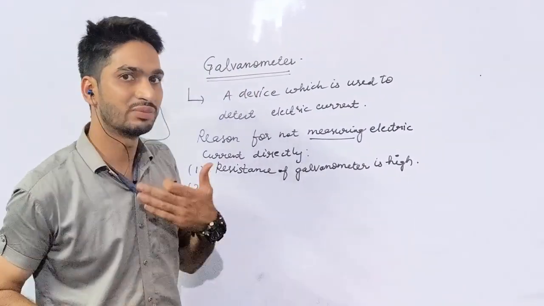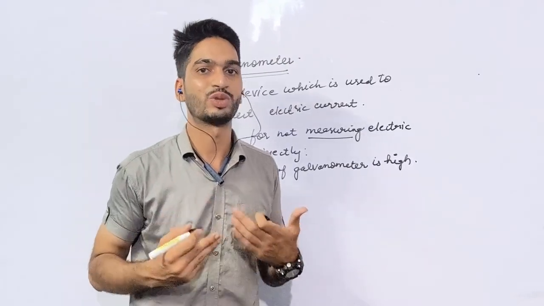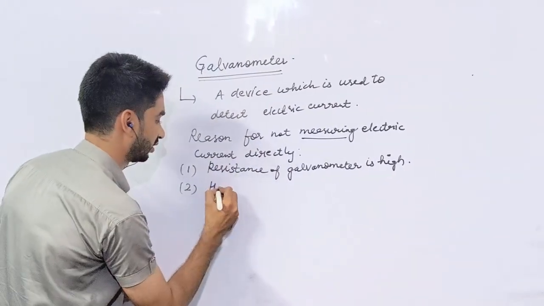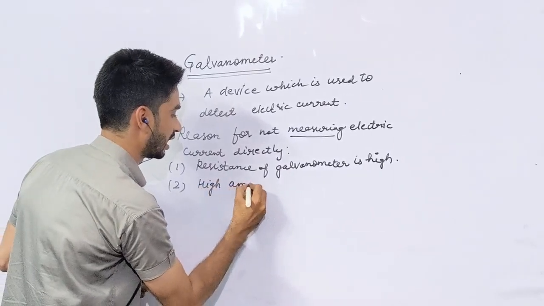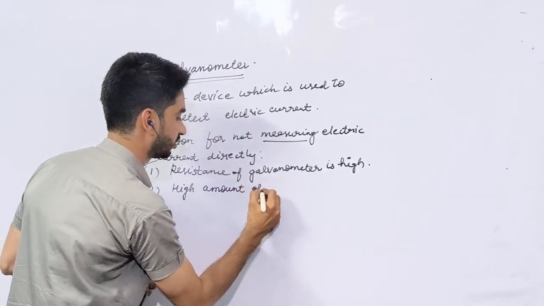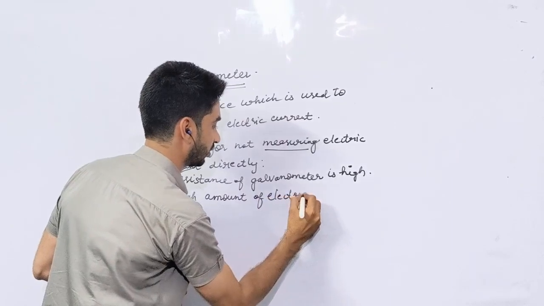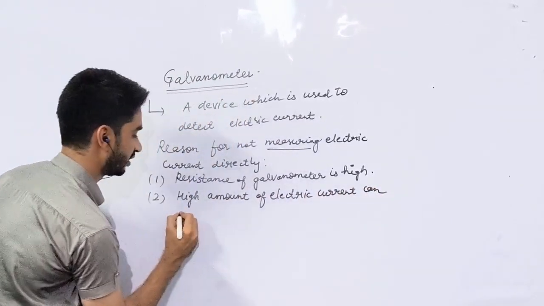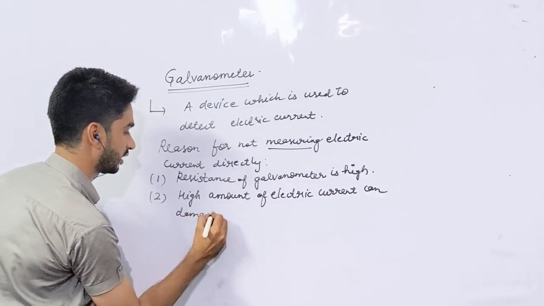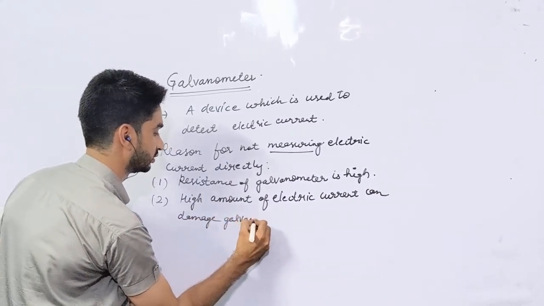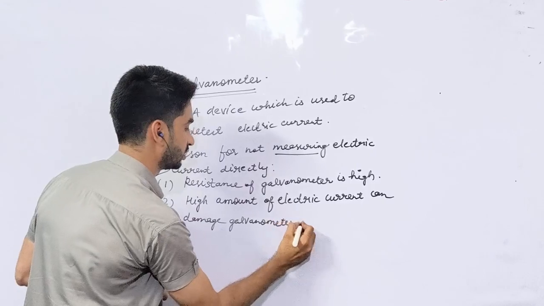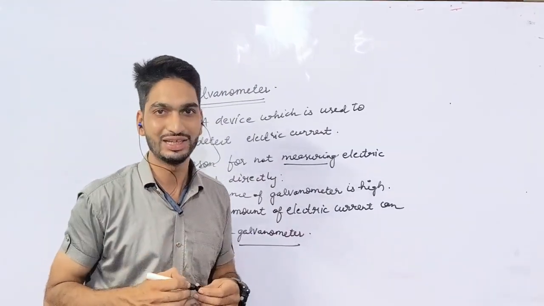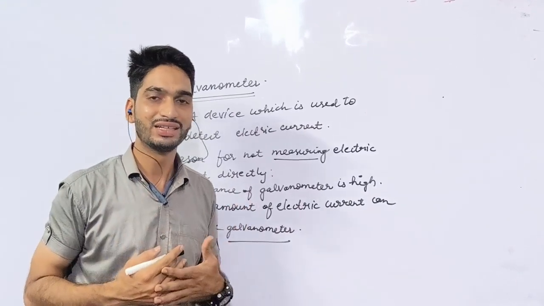Secondly, if a high amount of current is passed through the galvanometer, then it can damage the galvanometer. So as such, we do not connect a galvanometer directly to measure electric current in a circuit.